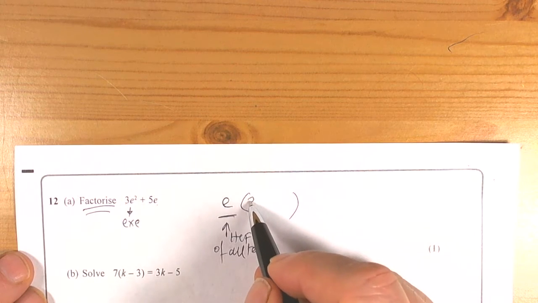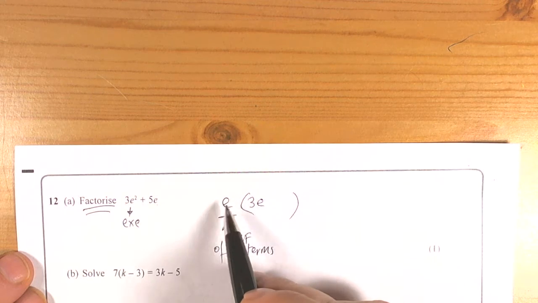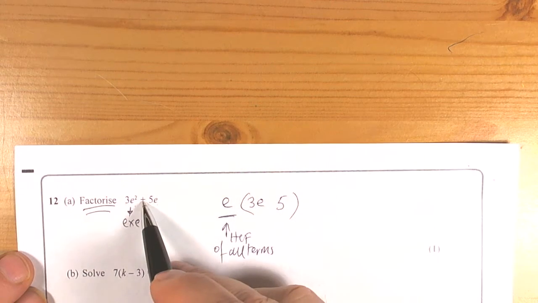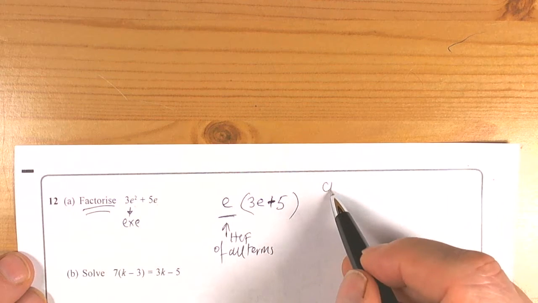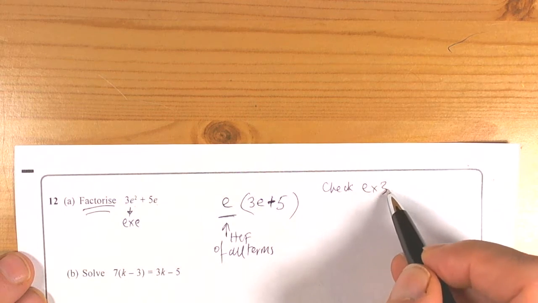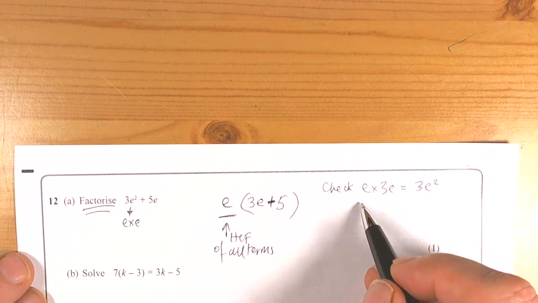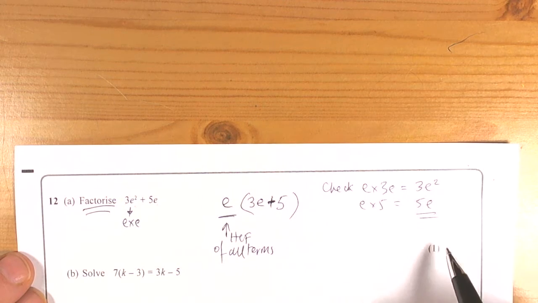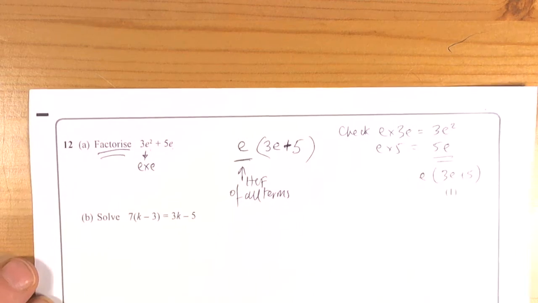Well, to make 3e squared, I'd have to multiply by 3e. e times e is e squared, times by 3 gives me 3 of them, and I'd have to multiply e by 5 to get 5e, so that's going to be 5, and we're adding, so they'll be adding in the middle of the bracket there. So we would check: e times 3e is 3e squared, and e times 5 is 5e. So that was what we had originally, e(3e + 5).